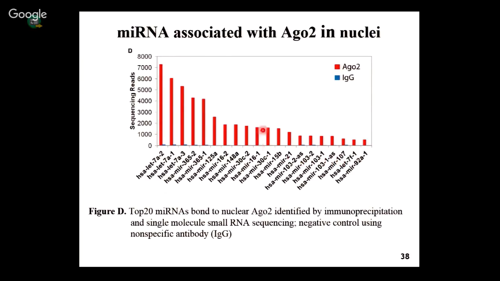And then, to examine the association of microRNA with AGO2 protein in the nucleus, they immunoprecipitate the AGO2 protein from the nuclear extract. Here, the IgGs act as a negative control. And these results reveal that there are numerous microRNA associated with AGO2 protein in the nucleus.